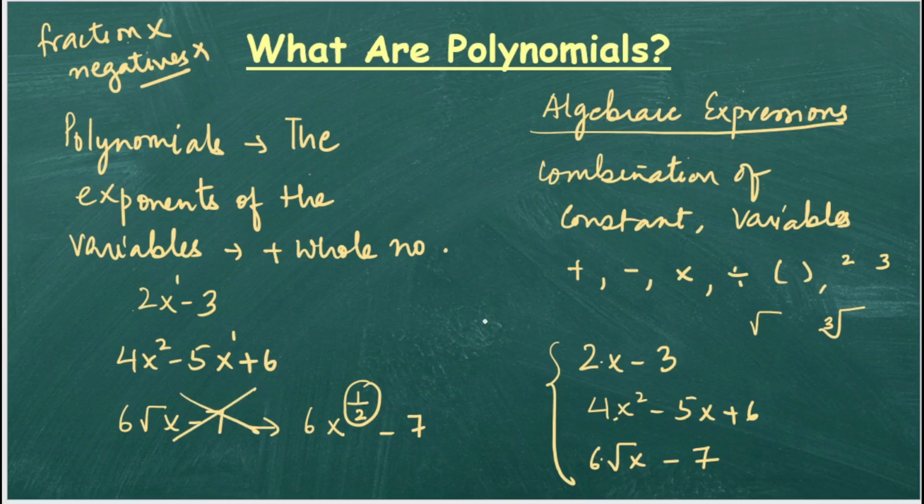Let's take another example. For example, if I have 1 over x, this is definitely an algebraic expression, but this is not a polynomial because 1 over x can be written as x raised to the power minus 1. And the moment the exponent of x is negative, this is not a polynomial. So the only difference between polynomials and algebraic expressions is that algebraic expressions can have fractional or negative exponents of the variable, but in polynomials the exponents are always positive whole numbers.